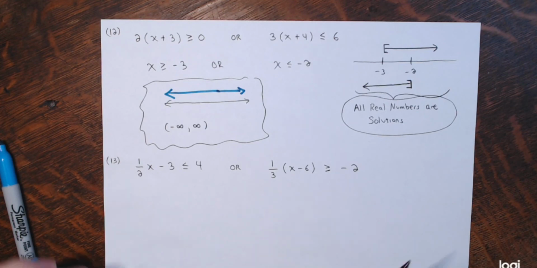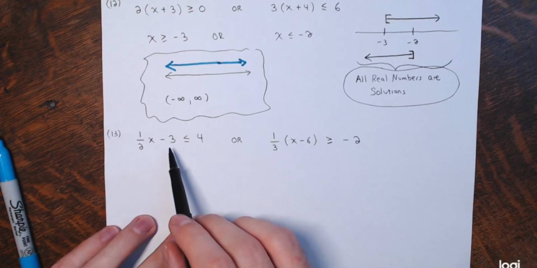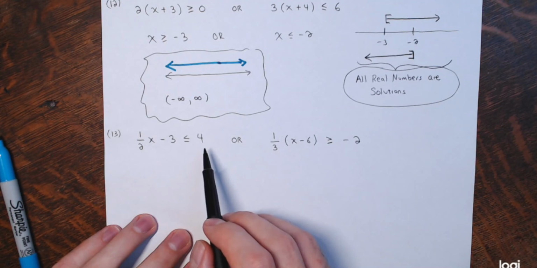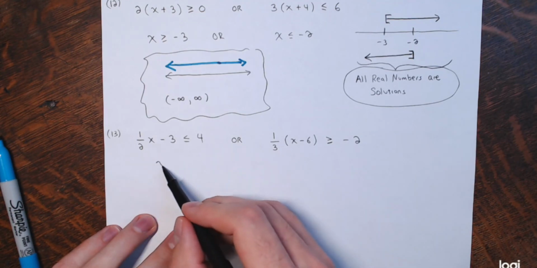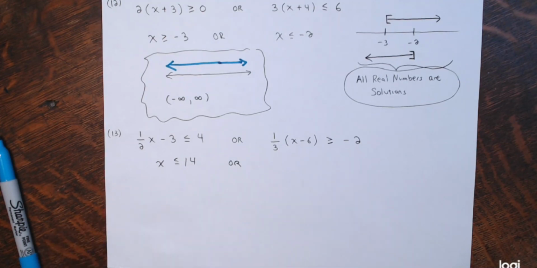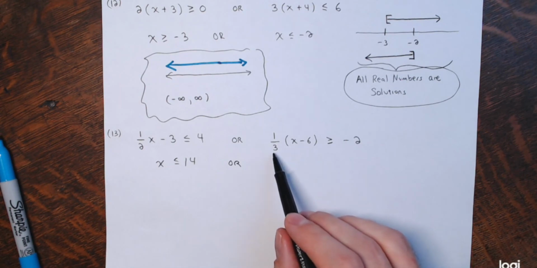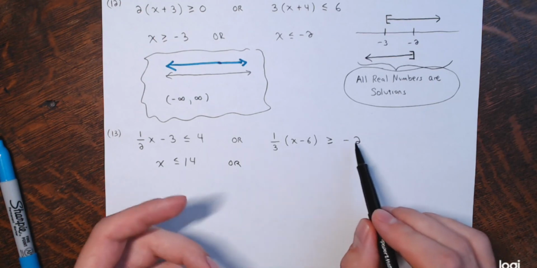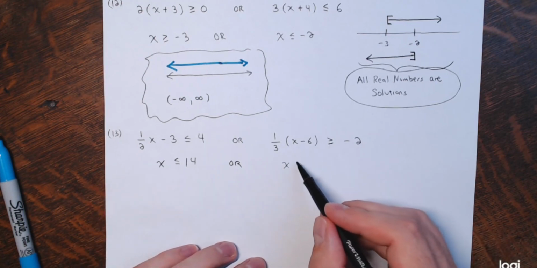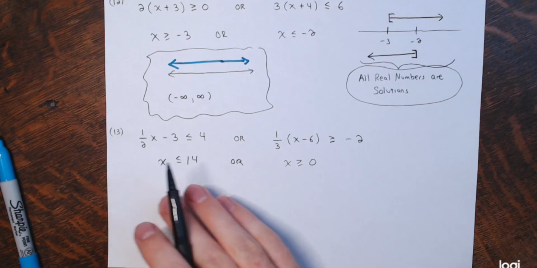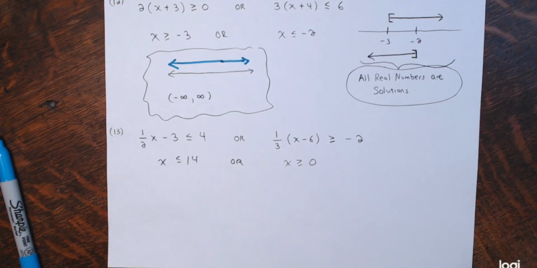All right. Next one. Here I would add 3 and then multiply by 2. So give me 7, then times 2 is 14. X is less than or equal to 14 for the first inequality. Or, and this one I'd multiply by 3, giving me negative 6. Then adding 6 would give me 0 here, and I wouldn't change the inequality symbol since I never multiply or divide by a negative number. And here we go, we have x is less than or equal to 14, or x is greater than or equal to 0.